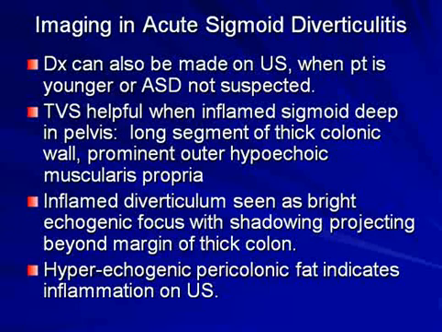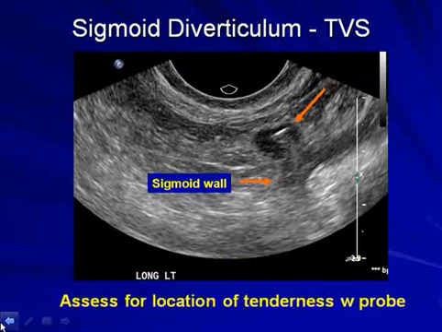Now, the inflamed diverticulum is seen as a bright echogenic focus with shadowing, projecting beyond the margins of the thick colon. Of course, the pericolonic fat will be hyperechogenic and is a reflection of inflammation on ultrasound. And here is an example of the sigmoid colon with a thickened muscularis propria. And here is the sigmoid diverticulum with an echogenic focus of gas and dirty shadowing.